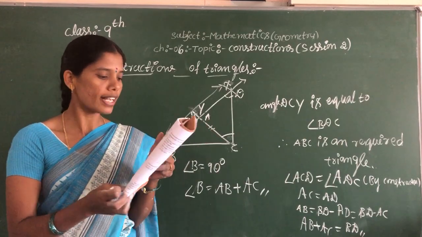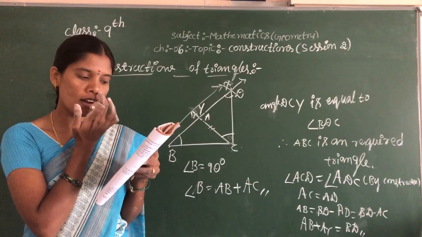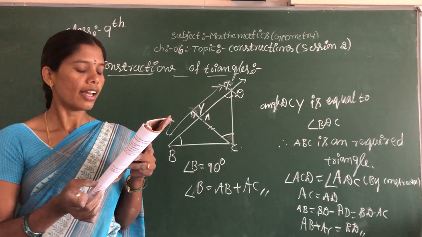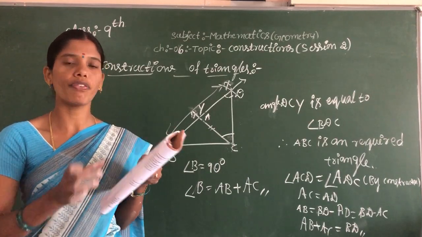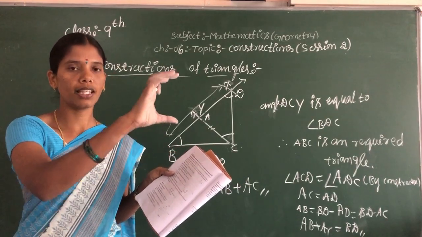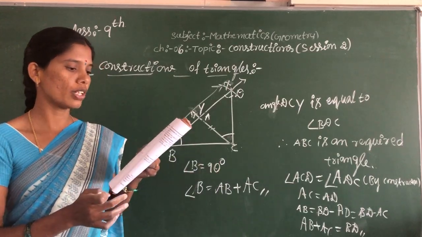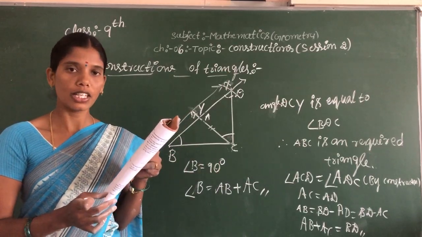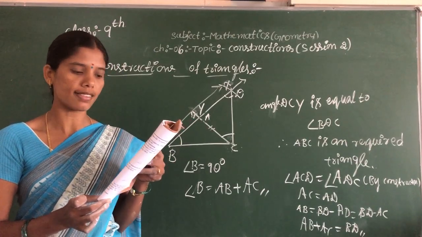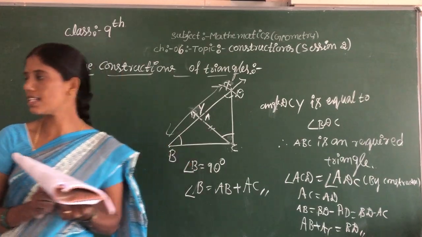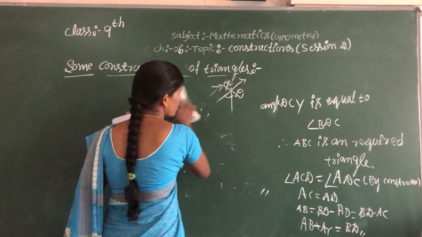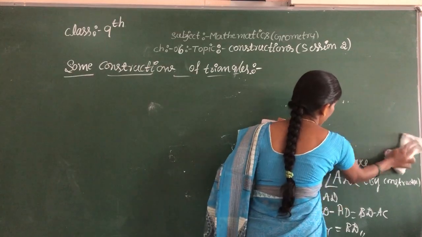In the first step of construction, draw the base BC and at point B make an angle, say XBC. First we draw the base, then keep the protractor and make an acute angle. Name it XBC, equal to the given angle. Cut the line segment BD equal to AB minus AC from ray BX. You should draw this in your notes. I will write the first case, phase 1.